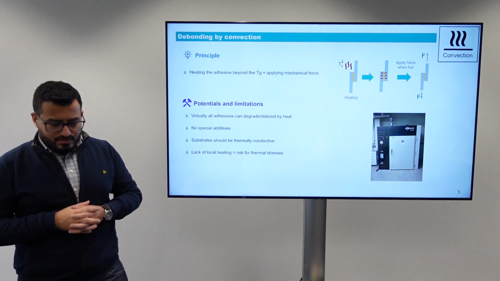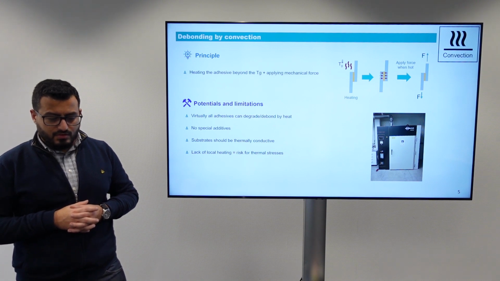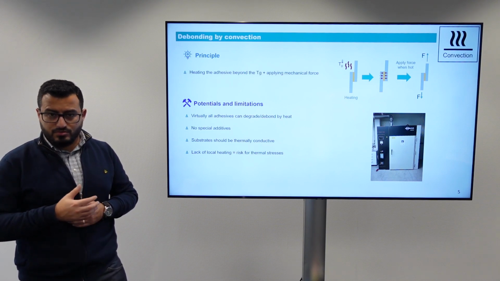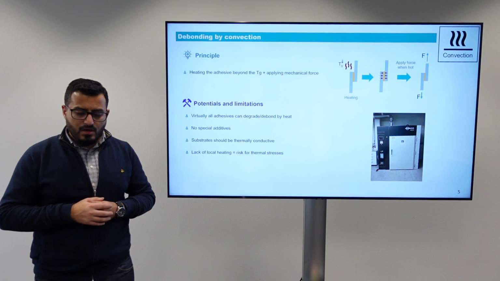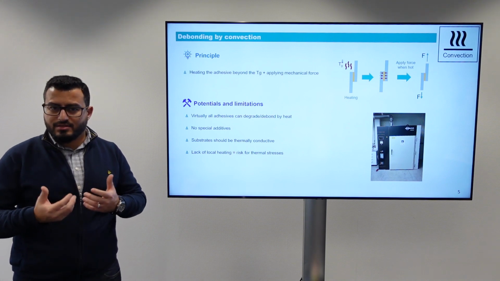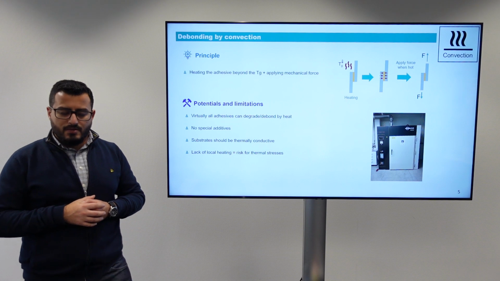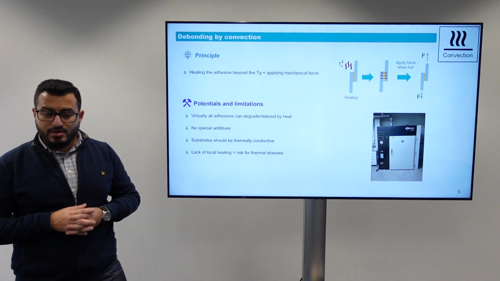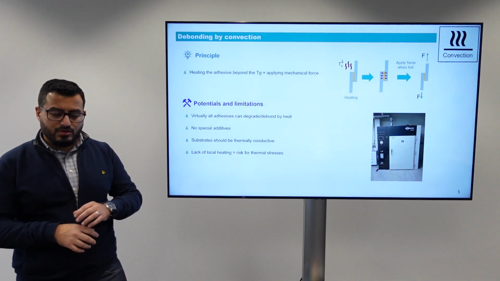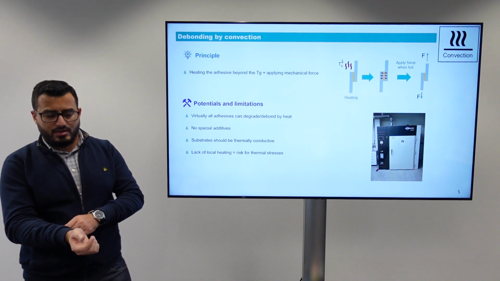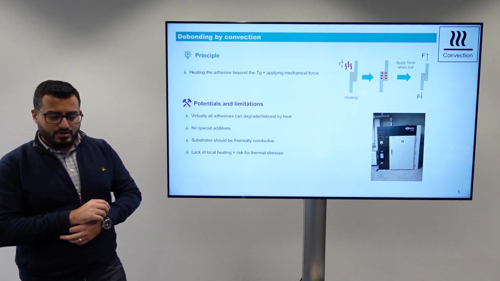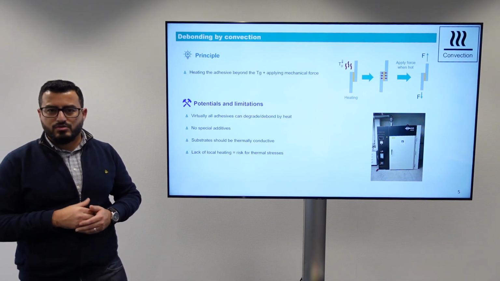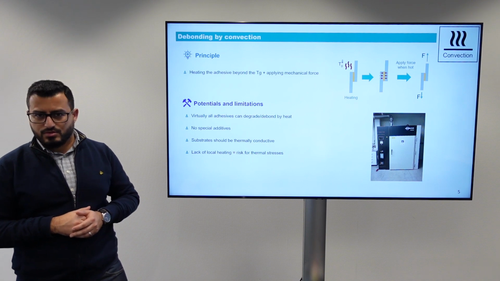The main advantages of this technology is that you can virtually use it for any adhesive, because they are all, or most of them are debondable by heat, and you don't have to add any special additives to the adhesive to cause this debonding. However, substrates should be thermally conductive, and of course this is not a local heating method, although you can use local heating methods by convection. But if you have big assemblies, for example, you have to put the whole assembly into the oven, and there you risk introducing thermal stresses into your assembly.